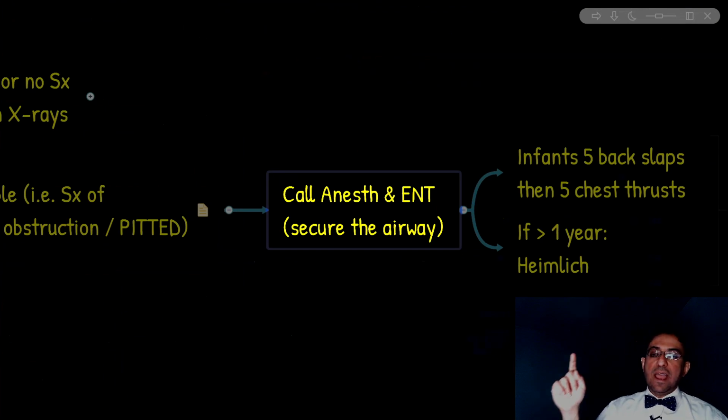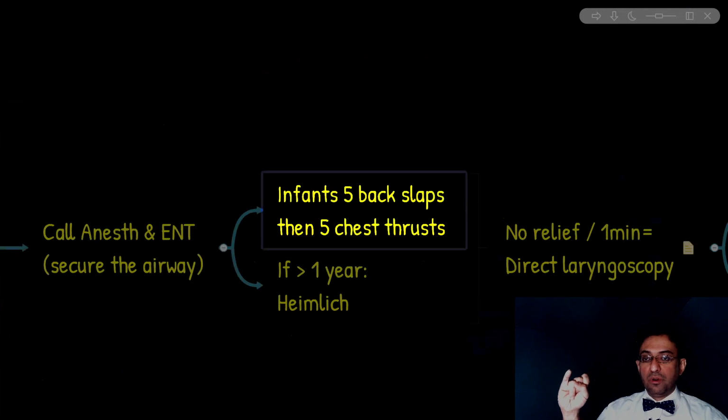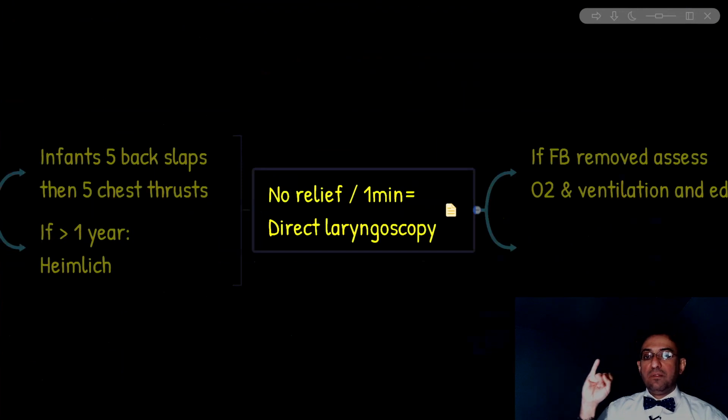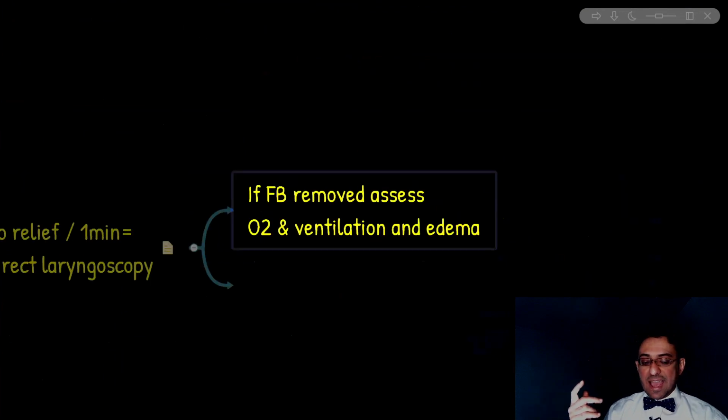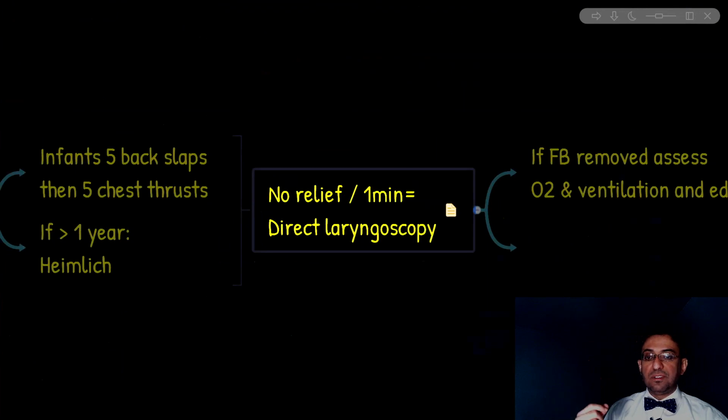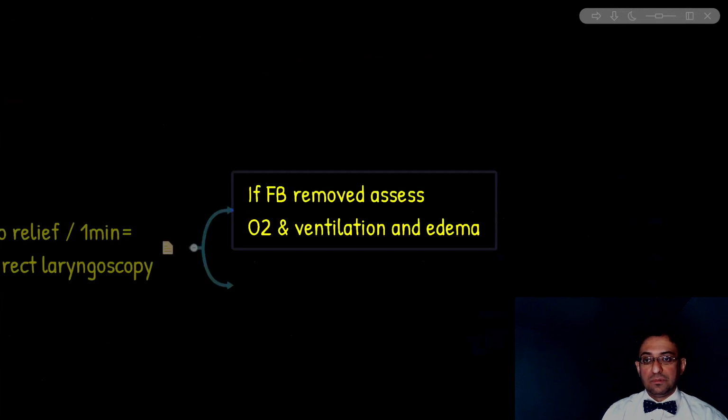So if the patient has symptoms of severe obstruction, we inform the surgical team, ENT or anesthesiology, and we initiate the maneuvers, Heimlich or back slap chest thrust. If the patient does not respond within 1 minute, we attempt direct laryngoscopy. If direct laryngoscopy removes the foreign body successfully and the patient has adequate breathing, the patient just needs supportive care. But if the patient does not have adequate spontaneous breathing, we initiate breathing support with bag valve mask. If it does not help, we still need to consider rapid sequence intubation.